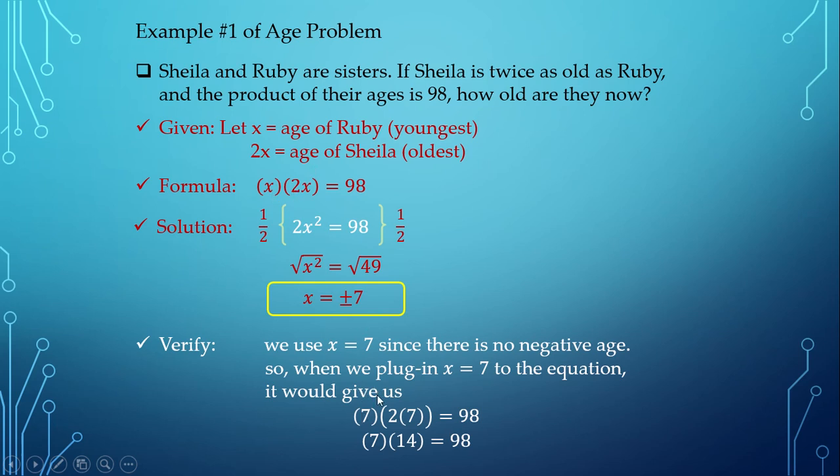Then 2x, 2 times 7 equal to 98. Then copy 7. 2 times 7, so sa ikaduhang parenthesis, 2 times 7 is 14. 14 times 7 is 98. So when we multiply their ages, the result is 98. Since the age of Ruby is 7 years old, while the age of Sheila is 14 years old. Diba? Kaduhaon ang edad ni Ruby, mga edad ni Sheila. So, Sheila is 14. Si Ruby, 7.